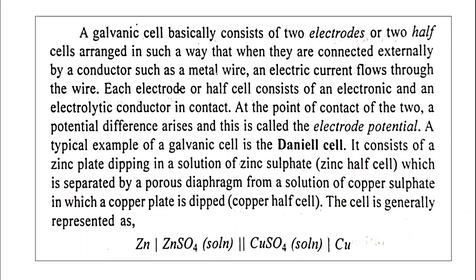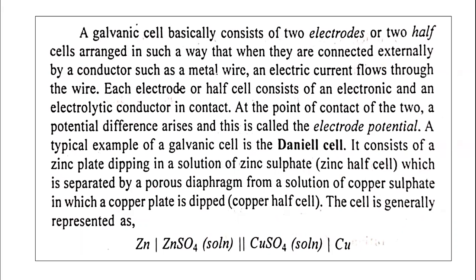So what is a galvanic cell? A galvanic cell consists of two electrodes. Actually, a cell is a combination of two electrodes or two half cells. These two electrodes are arranged in such a way that when they are connected externally by a conductor such as a metal wire, an electric current flows through the wire.